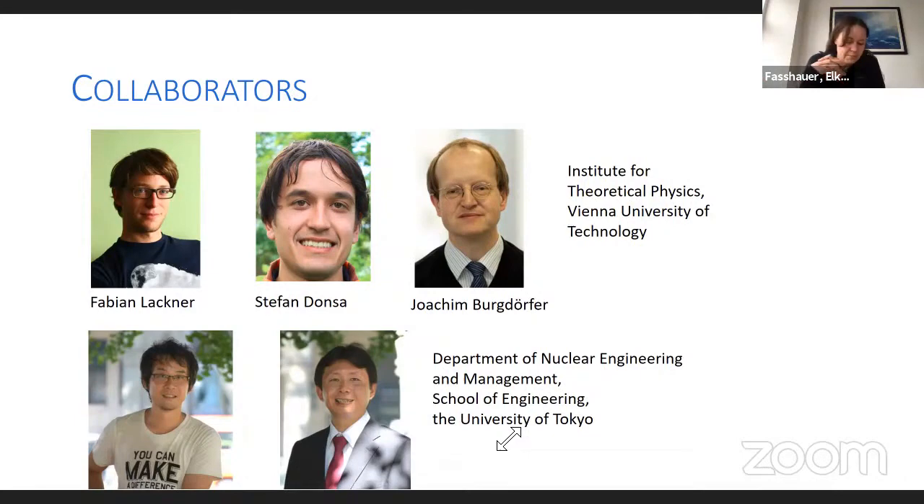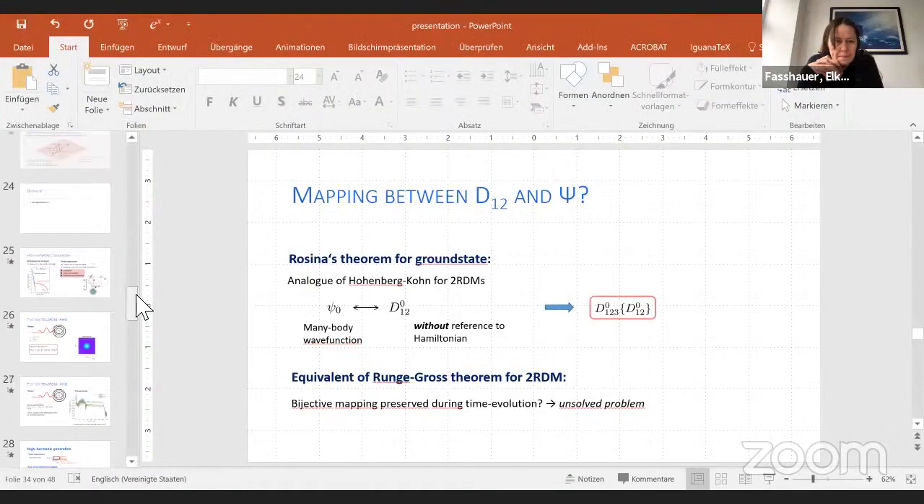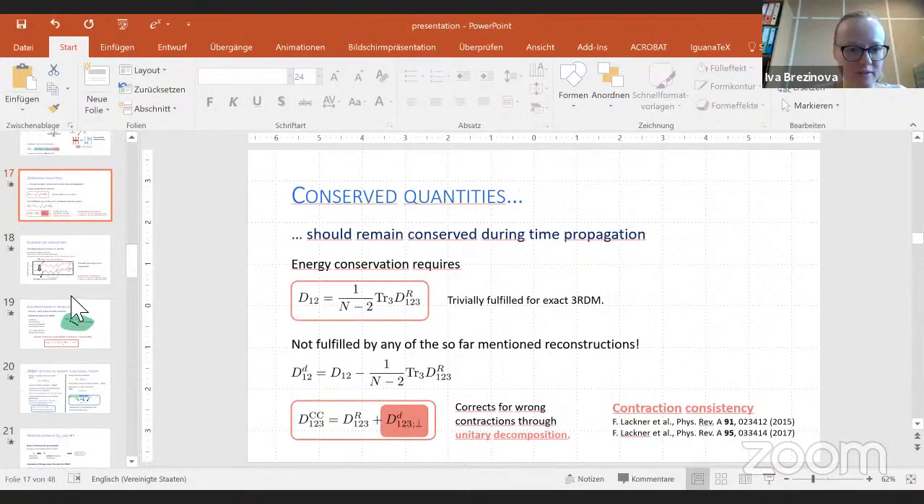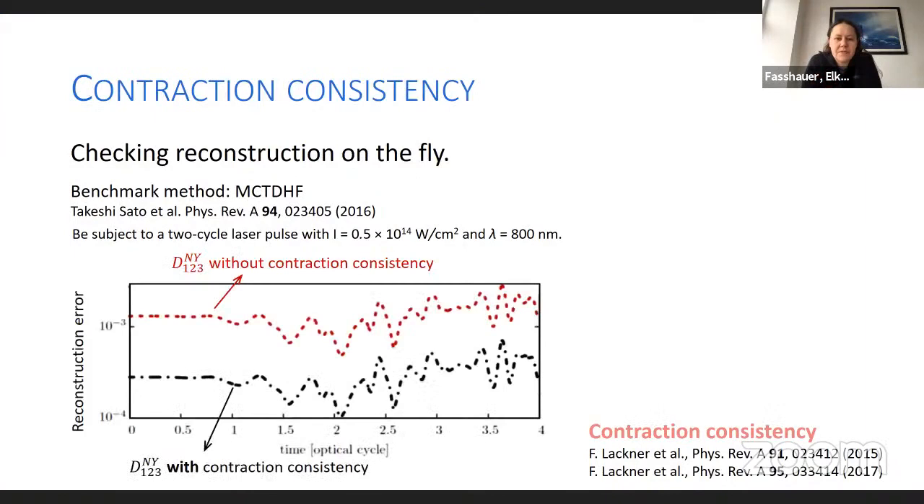Could you go back to the slide that you called contraction consistency? Yes, the next one. This one, the two curves that you have, they look like they follow the same path. So do you think there is a systematic error that you have in these two approximations? And do you have an idea what that is?